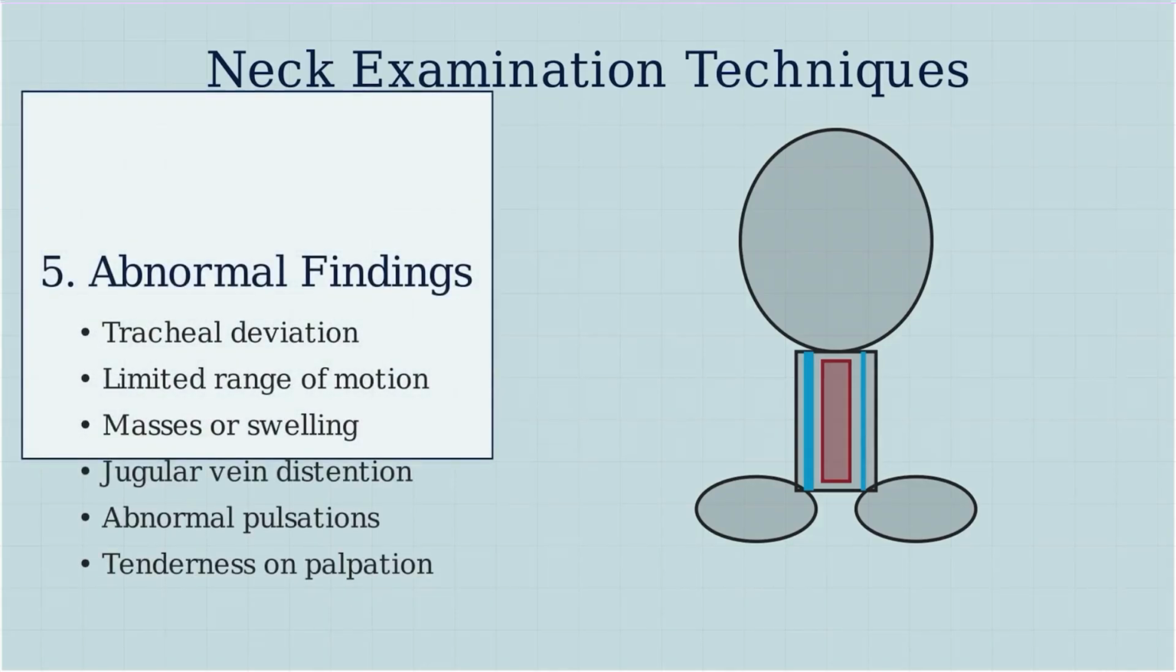Throughout the examination, be alert for abnormal findings that require further assessment. These may include tracheal deviation, limited mobility, or unusual masses. Document any abnormalities with specific details about location, size, consistency, mobility, and associated symptoms. These findings may require further diagnostic testing.